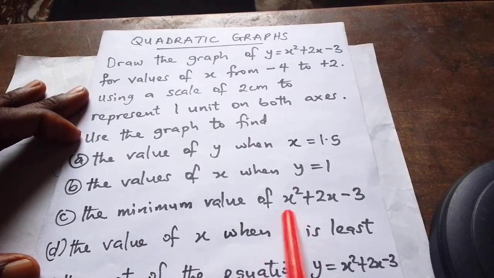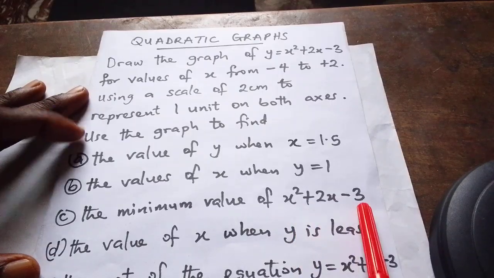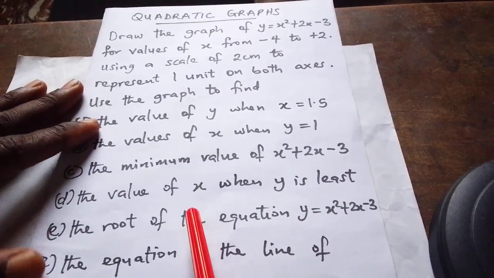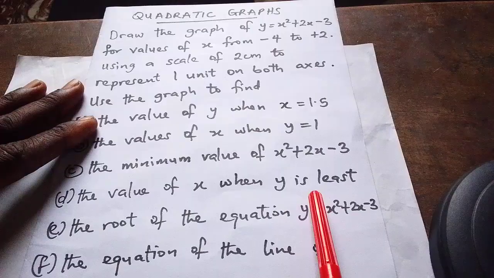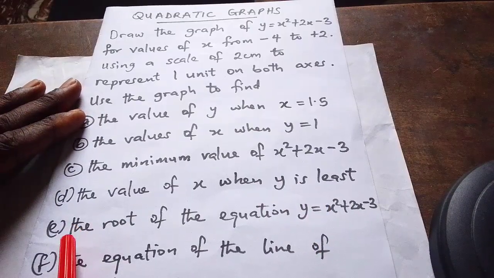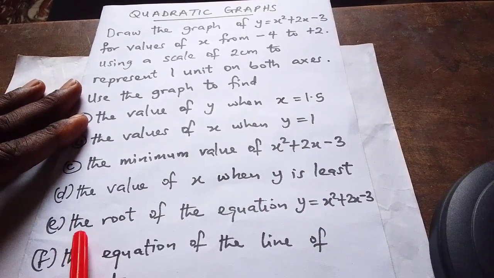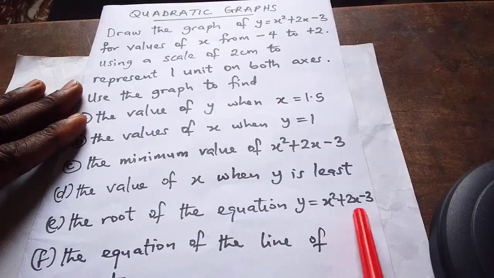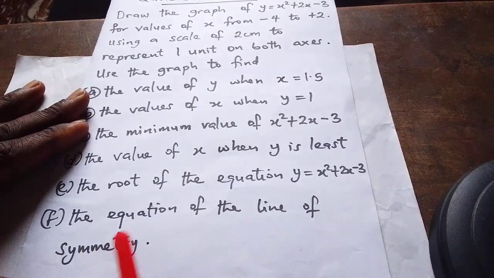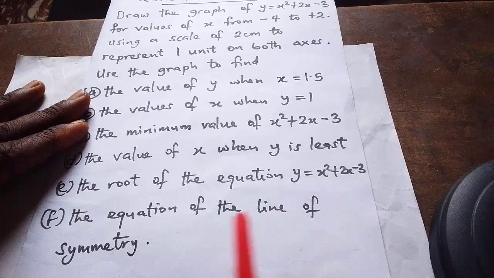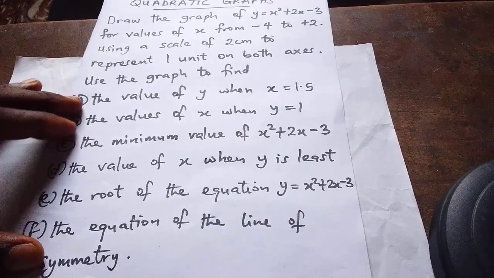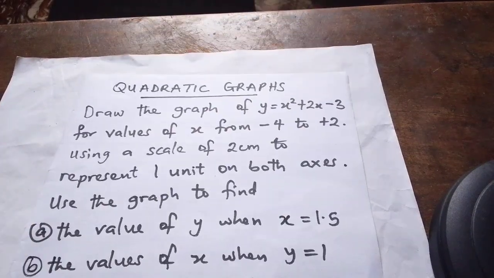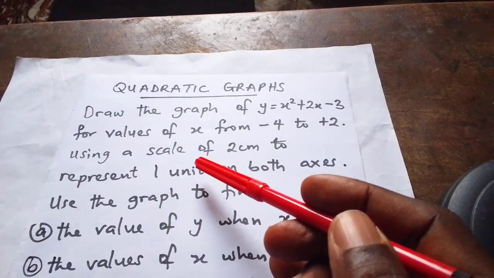c. the minimum value of x squared plus 2x minus 3, d. the value of x when y is least, e. the root of the equation y equals x squared plus 2x minus 3, f. the equation of the line of symmetry. Now, before we do all this, we must first of all draw the graph.